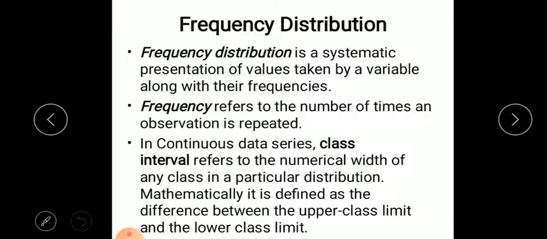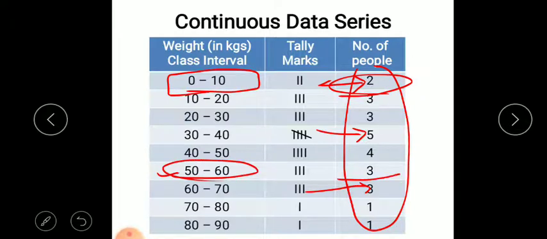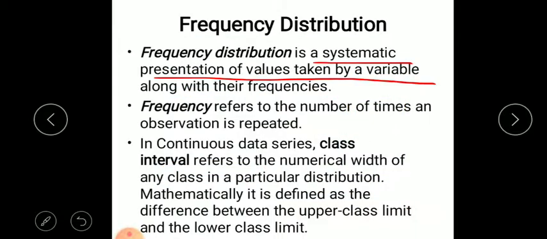Now let us understand frequency distribution. Frequency distribution is a systematic presentation of values taken by a variable along with their frequencies. You can see this is nothing but a frequency distribution table itself. It shows how many times each value has appeared. Between 0 and 10, 2 times it has appeared. Between 50 and 60, 3 times it has appeared. So this is a frequency distribution table, a systematic presentation of values taken by a variable along with its frequencies.